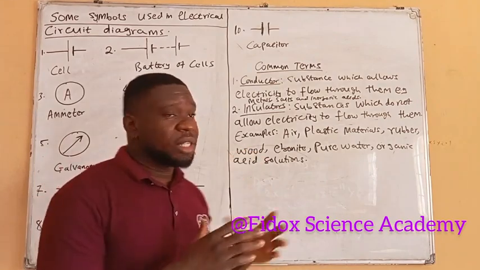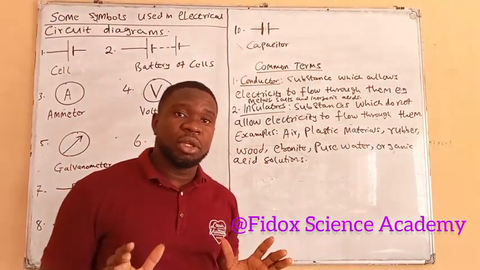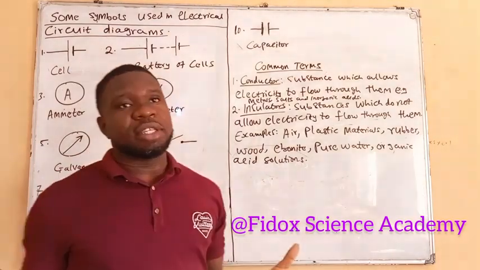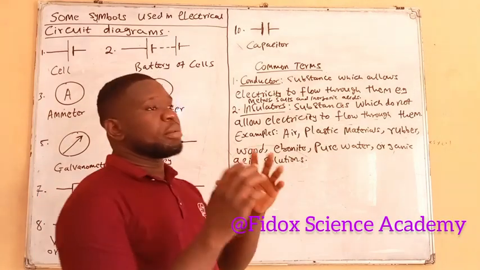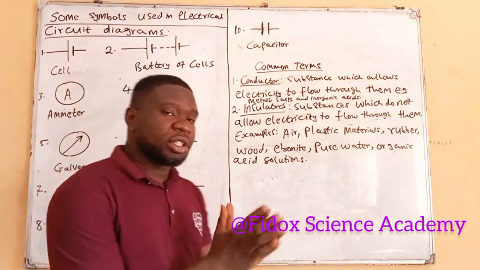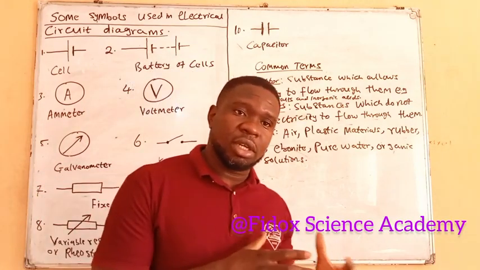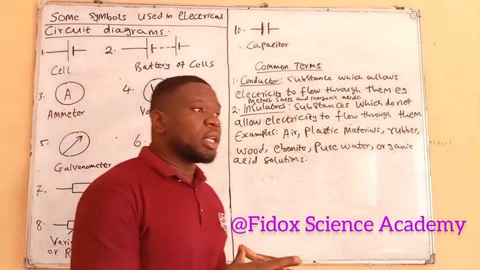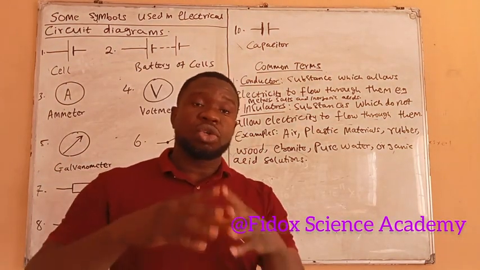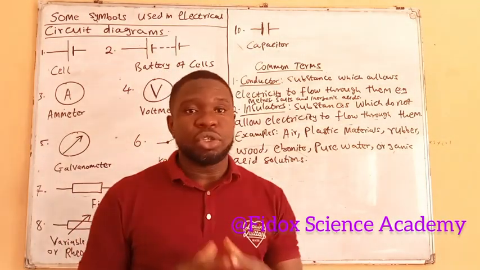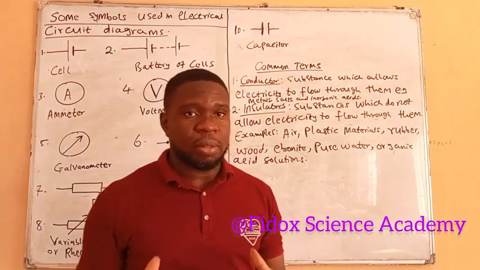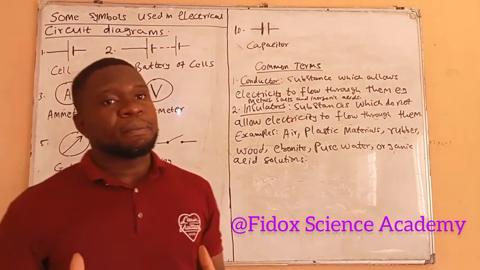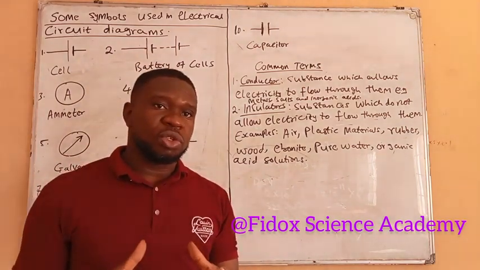Conductors are substances that allow the passage of electricity through them. Any material that electricity can pass through, you say it's a conductor. All the examples of conductors are grouped into metals. All metals conduct electricity. Salts, when they are in molten form or in solution form, also conduct electricity. And inorganic acids or mineral acids also conduct electricity. So those are conductors.